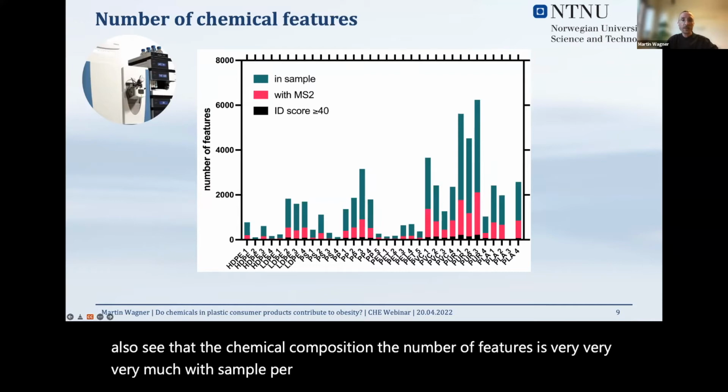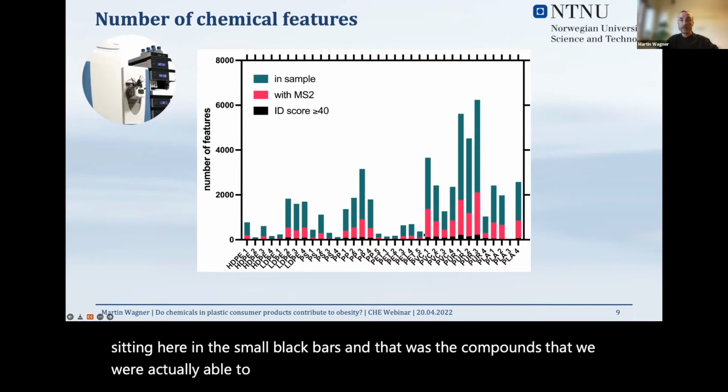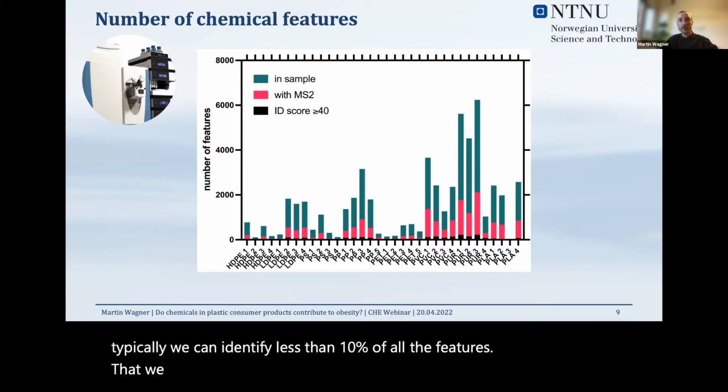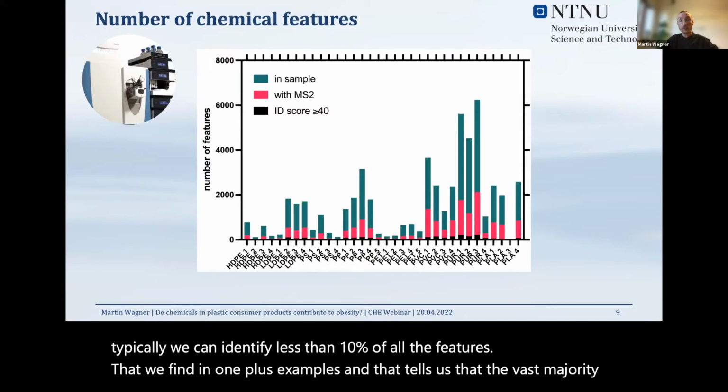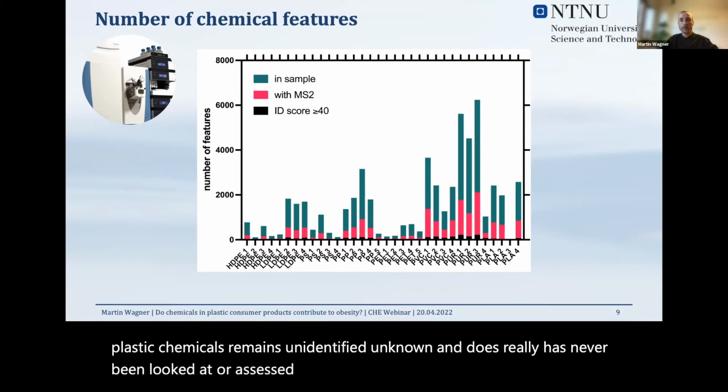The important bit of information is hidden here in the small black bars. And that was the compounds that we were actually able to identify using different kinds of approaches. So typically we can identify less than 10% of all the features that we find in one plastic sample. And that tells us that the vast majority of plastic chemicals remains unidentified, unknown, and thus really has never been looked at or assessed for their health effects.